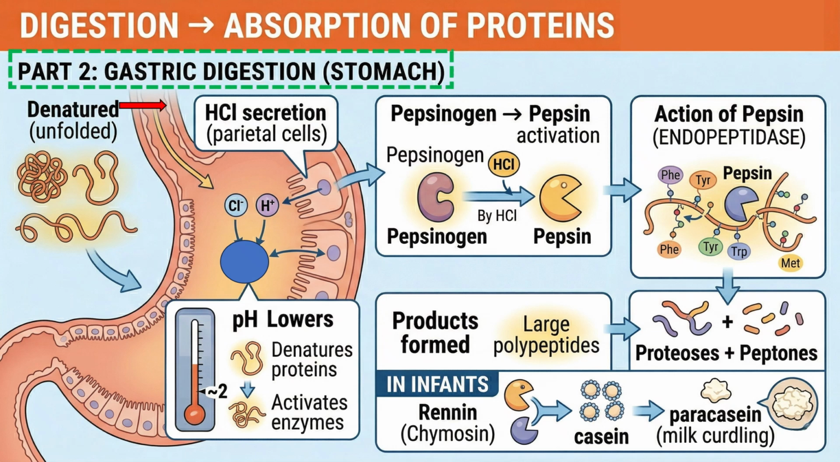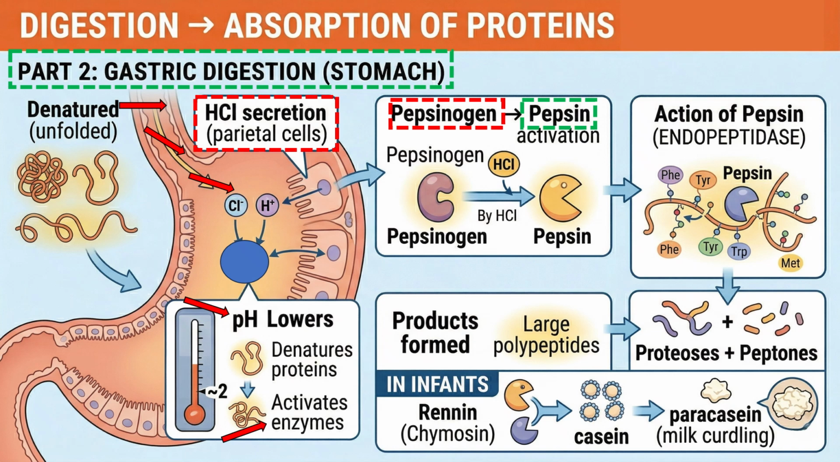The parietal cells of the stomach secrete hydrochloric acid, which lowers the pH of the stomach to 2 and denatures the proteins further and activates the enzymes. Pepsin is secreted in its inactivated form pepsinogen, which is converted to pepsin by the action of hydrochloric acid.